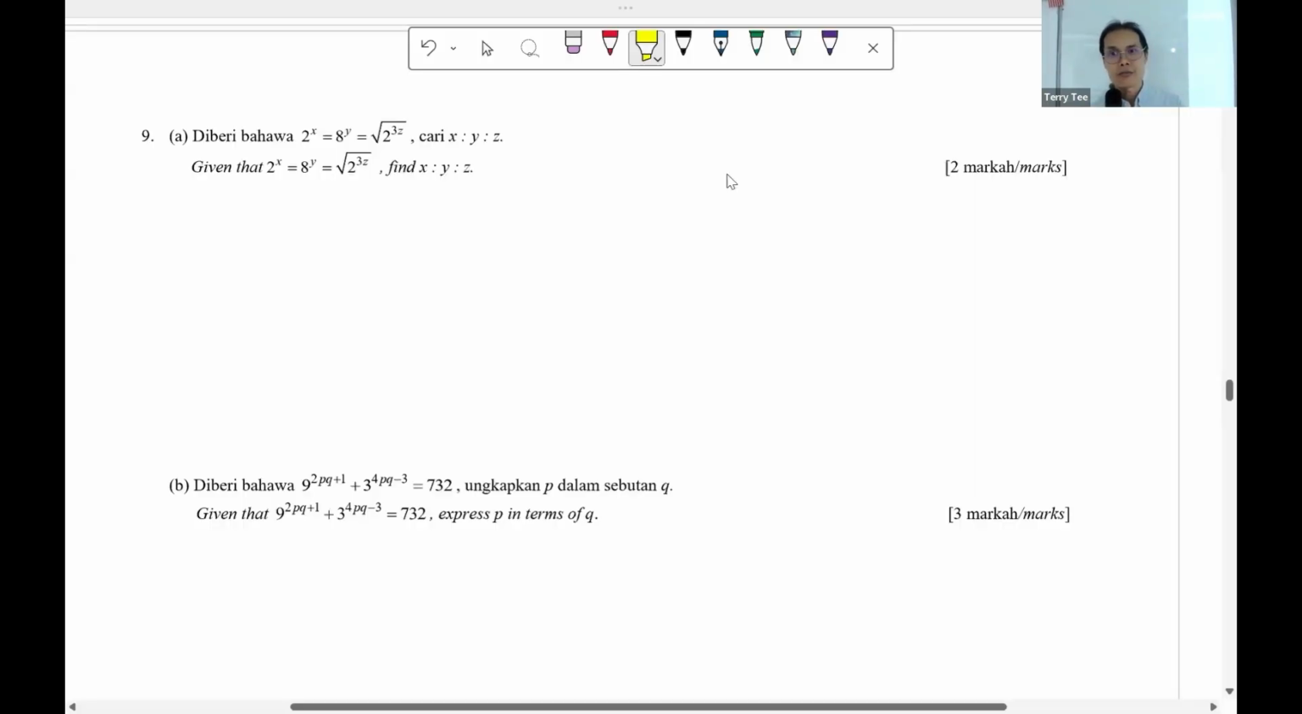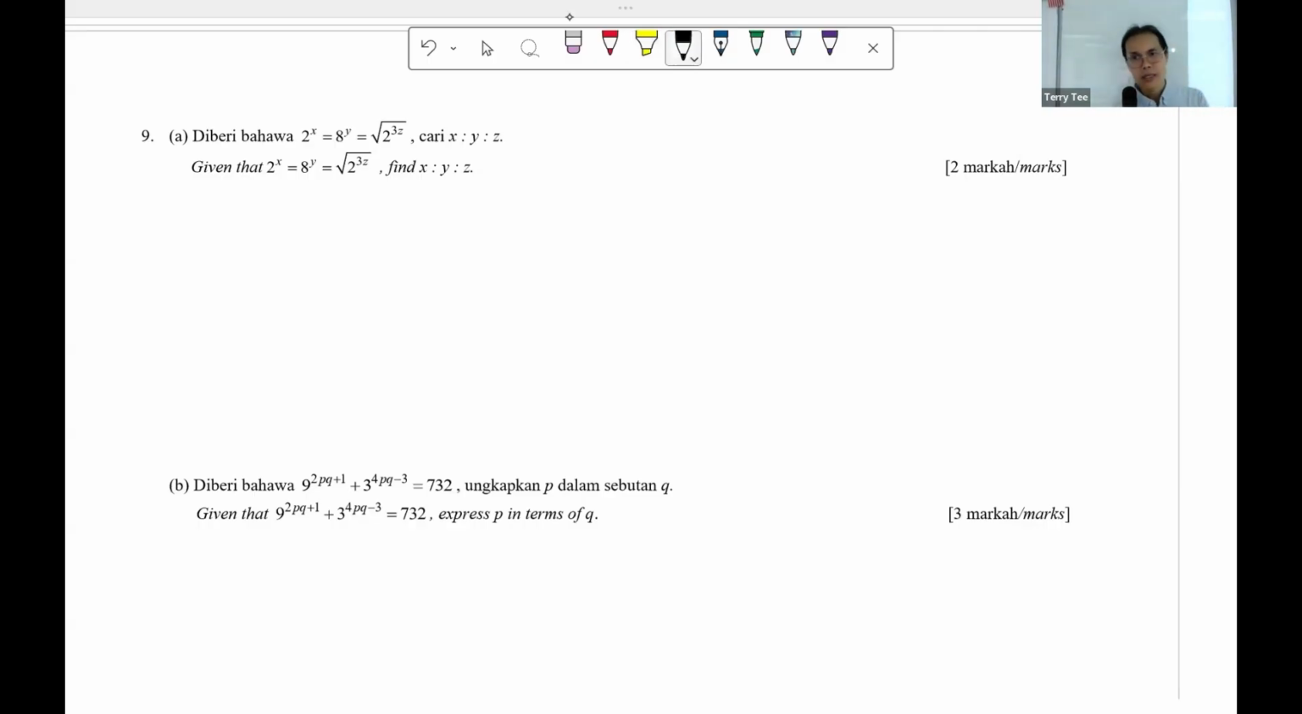Question number 9, this is from chapter 4, indices, surds, and logarithms. Okay, the first one is on indices. You're given that 2 power x equals 8 power y equals square root of 2 power 3z. Find the ratio x, y, z. Okay, number one, we need to compare two of these together. Either I use the first two, the next two, up to you, or you can take the first and the last. So let me begin with, I think the first two is easier.